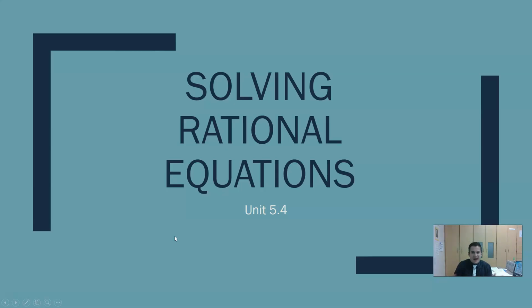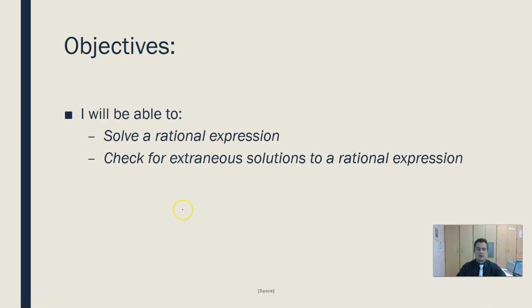In math, in algebra, we're talking about solving equations. We're talking about finding solutions. We've talked about finding solutions for a variety of different kinds of functions. In the previous units, we talked about finding the solutions for quadratic functions, different kinds of polynomial functions. So now we're going to talk about finding solutions to rational functions, rational equations, or equations that have fractions in them. That's basically what we're doing now.